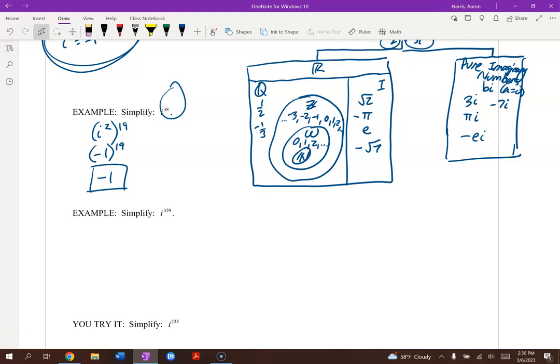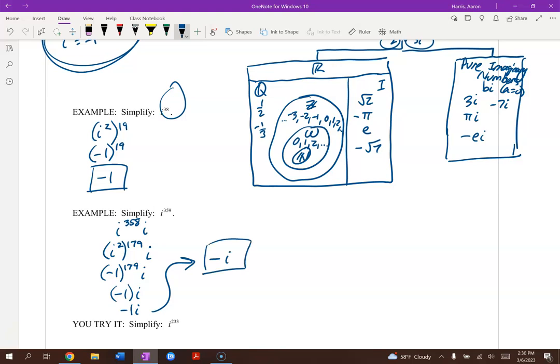So 359, if you take 359, you're like, well, let me do that as 358 so I can split up the i squared and then another i. There's 359 total i's. 179 times 2 is 358, and I still have a leftover i to make 359. I did that because I know i squared is -1. So -1 to an odd power is -1, and I still have this leftover i, so -1i, which we don't have to write the 1 because we don't need to write that coefficient if it's 1. So it's just -i.